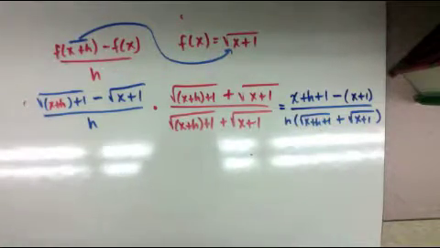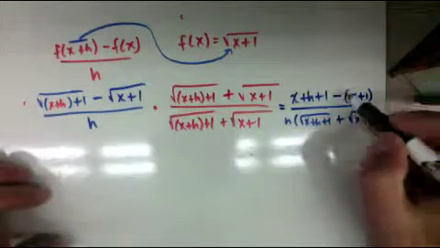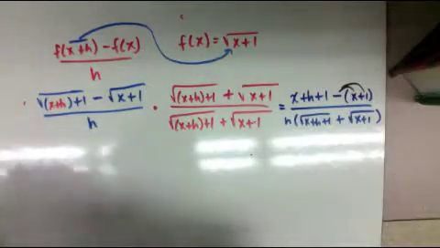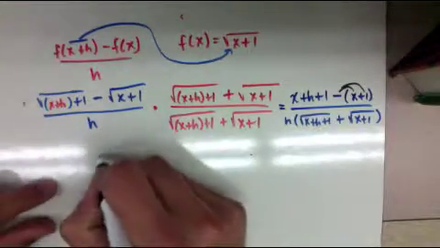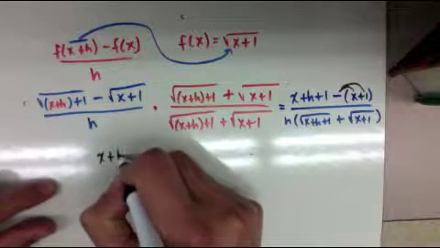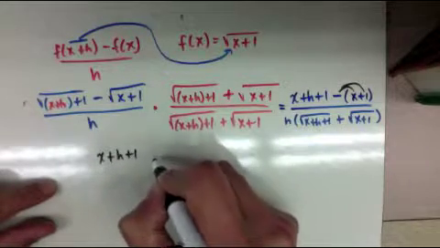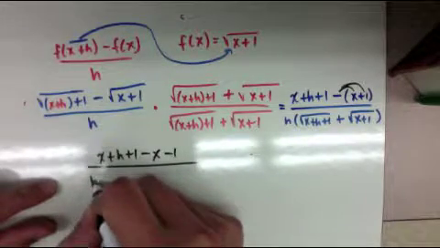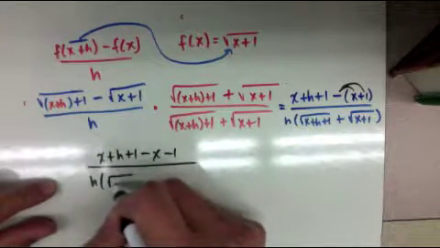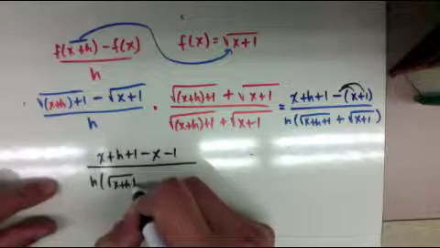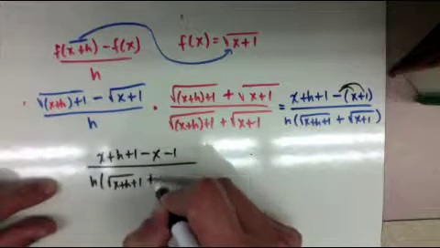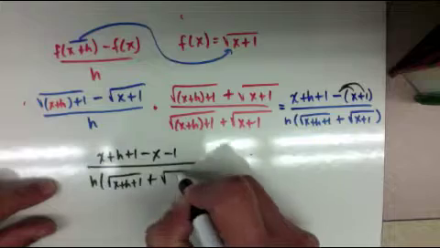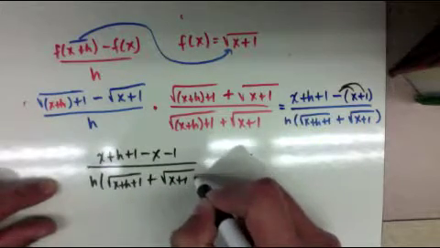Now, if you notice, you have to make sure you distribute this negative right here. So what am I going to get? Let's go ahead and write it here. You're going to get x plus h plus 1 minus x minus 1, all over h times the quantity square root of x plus h plus 1 plus square root of x plus 1.